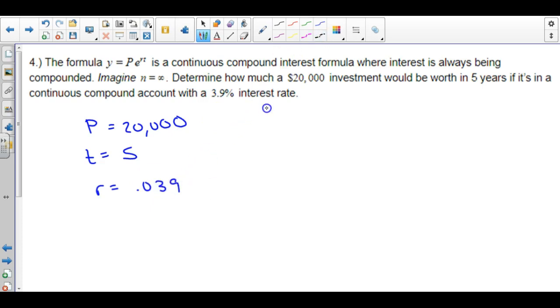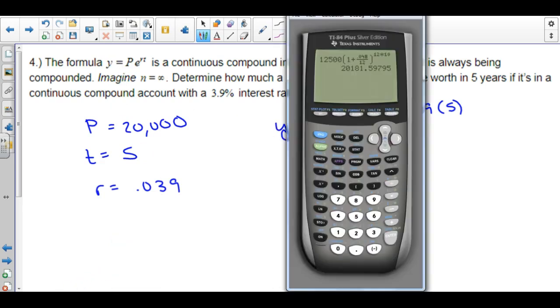So in this formula, there is no n. The idea of using the letter e represents how many times we are compounding this, and again, the idea is that it's continuously being compounded. So I write this as 20,000 times e to the 0.039 times 5, putting 5 in for t. All I'm doing is substituting our 3 values in, and then I'm going to go right to the calculator on this.